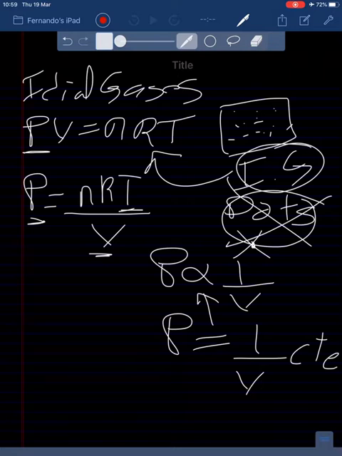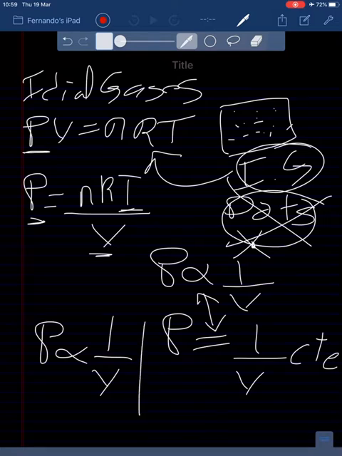So I can transform this symbol of correlation to a symbol of equality. And that is very simple. Actually, what I have to do is to perform an evaluation. Evaluation of what? Of pressure as a function of volume. But now I need to keep my temperature as a constant. Very well. So what does this mean?